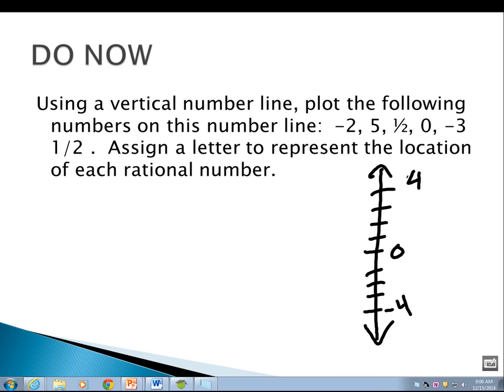Actually, you can go to the left, where it says underneath the coordinate plane in your notes. So going to the left, where there's that open section by the hole punch. You're going to plot the following numbers on the number line: -2.5, 1/2, 0, -3 and 1/2.